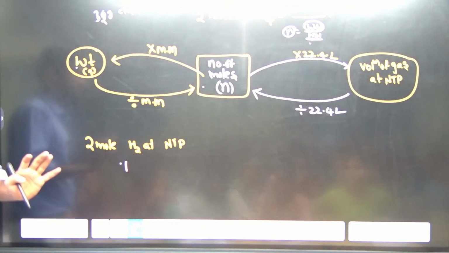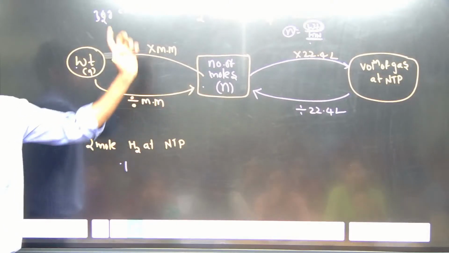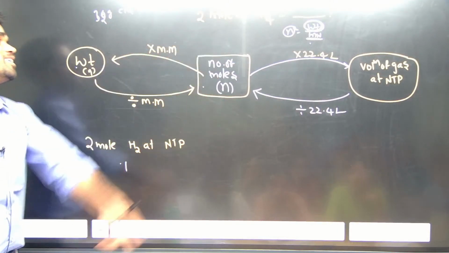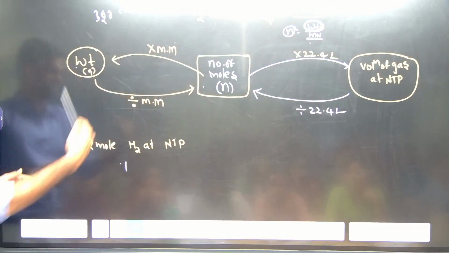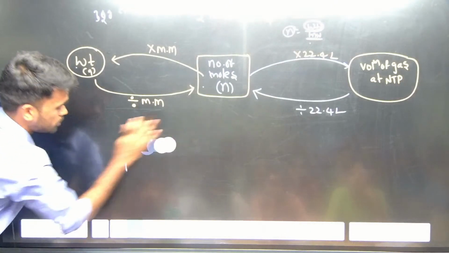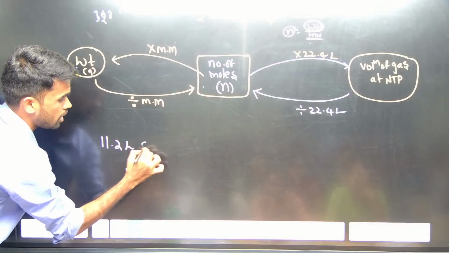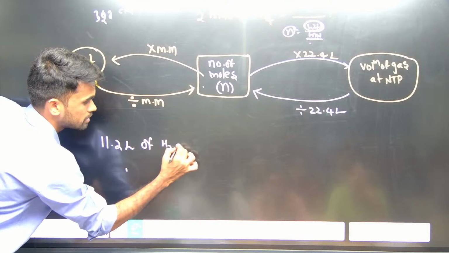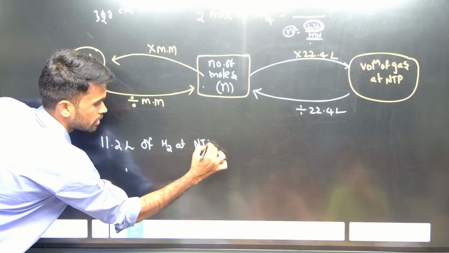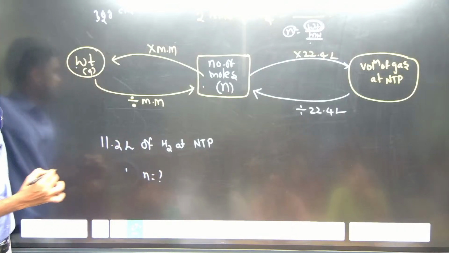Next, where are we? Moles to volume. Now from volume to moles. Now I am asking you, I am giving you 11.2 liters of H2 at NTP. Now tell me how many moles it will be.